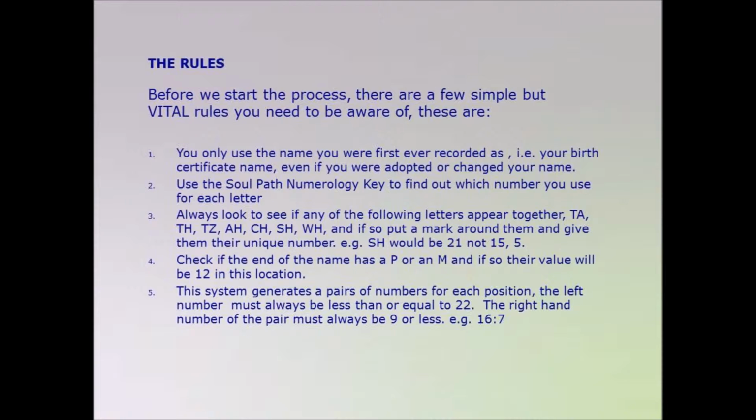And the last rule, we always generate number pairs. We're using a form of numerology, remember. And in this system, which is rooted in Chaldean ancient numerology, we always have pairs of numbers, okay? Now, as there are only 22 energies in the system, the left-hand number of the pair must be 22 or less in value, okay? So you can't have the left-hand number any higher than 22 because we only have 22 energies. The right-hand number of the pair must always be less than 9 or equal. There's an example. 16, 7 is an example of a number pair we would have in this system.